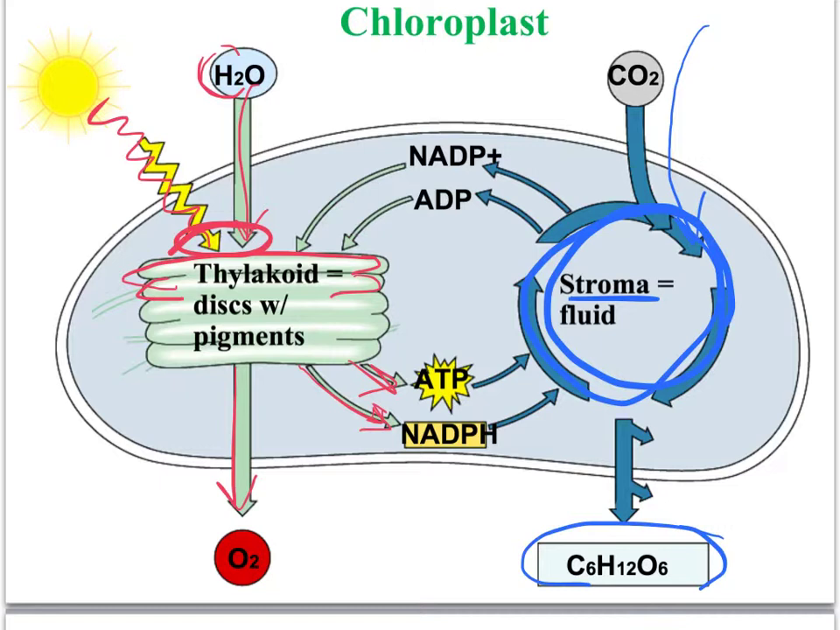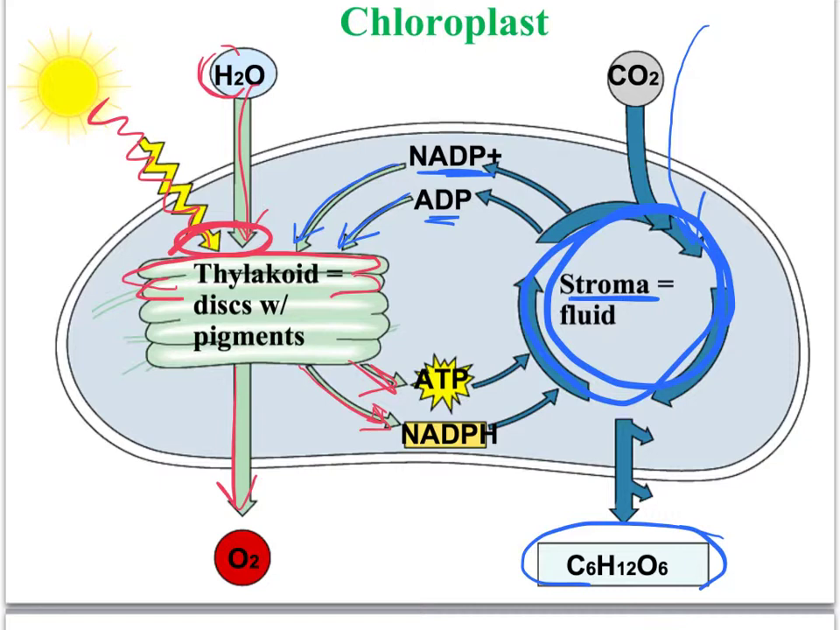And then once that energy gets used up from the ATP and the NADPH, we end up with the uncharged versions, ADP, because we've lost that phosphate group, or NADP+. And these guys then are going to go back to the light-dependent reactions to get recharged.